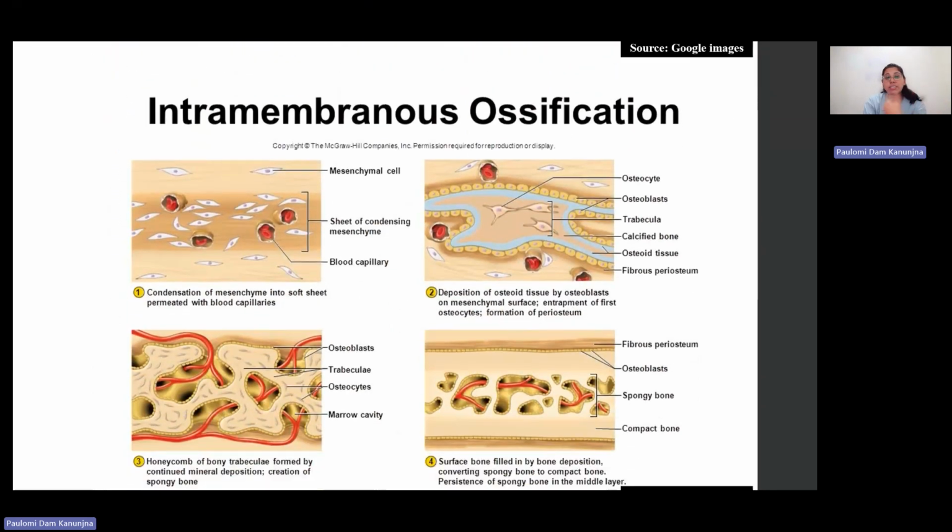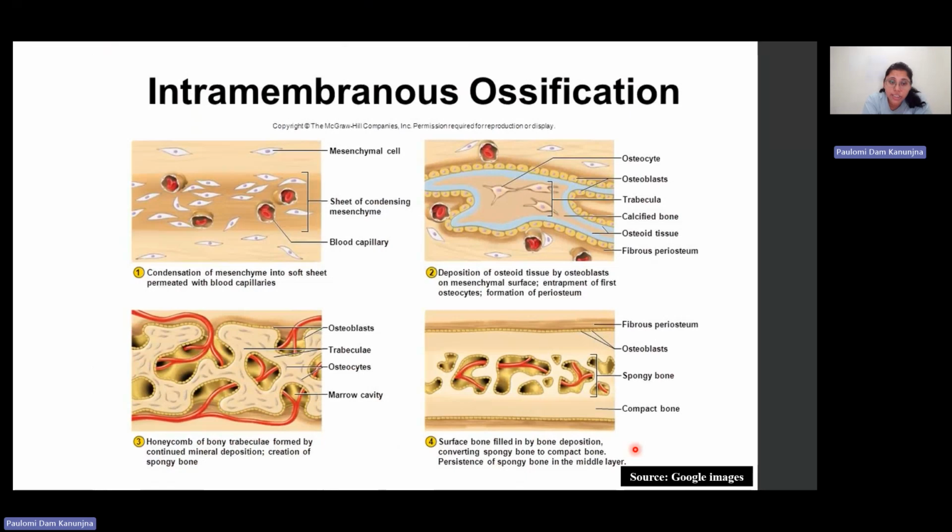And the other one was intramembranous ossification, which is condensation of your mesenchymal cells into a soft sheet permeated with blood capillaries. And then the osteoid tissue is deposited by osteoblasts. So what is the difference? Chondrocytes and osteoblasts. Chondrocytes are present in cartilage, so that is by cartilage. These are by osteoblasts, which are responsible for bone cells.